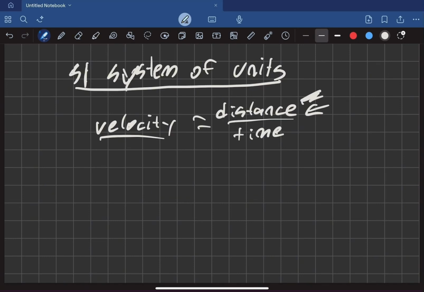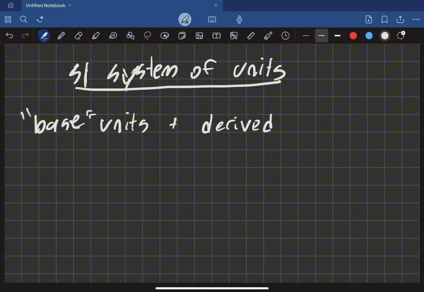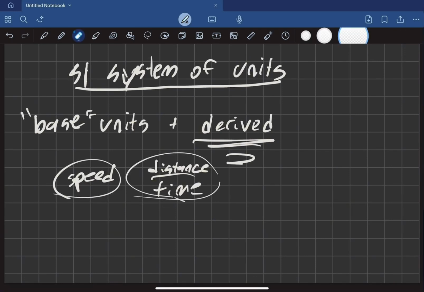So in their figuring out how to formulate the SI system, they came up with two classifications. They came up with the base units and the derived units. The base units were just the most fundamental units, and they were going to derive all of the other units from those base units. So for example, speed wouldn't be a base unit because distance and time can describe speed. So you don't need a whole unit for speed because you can describe it with simpler units.